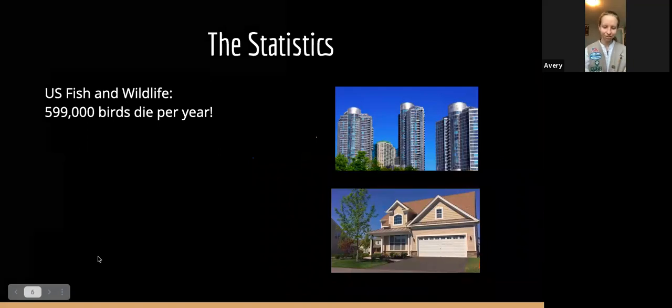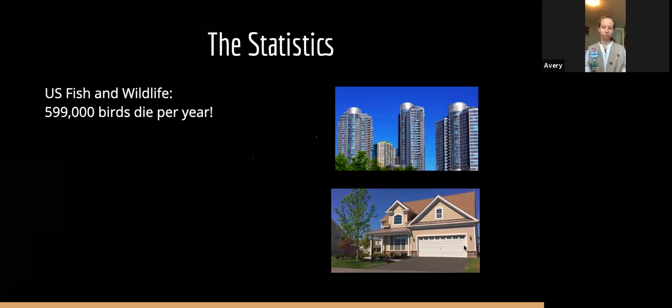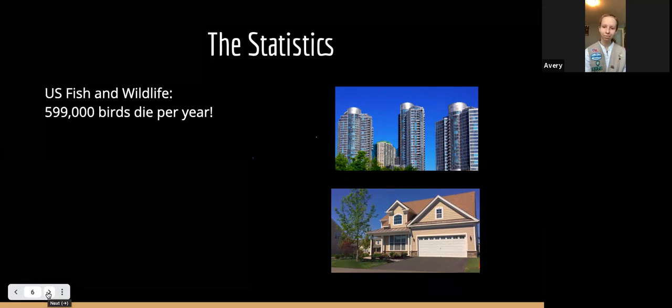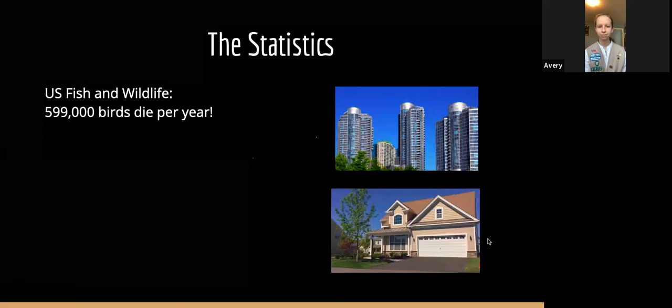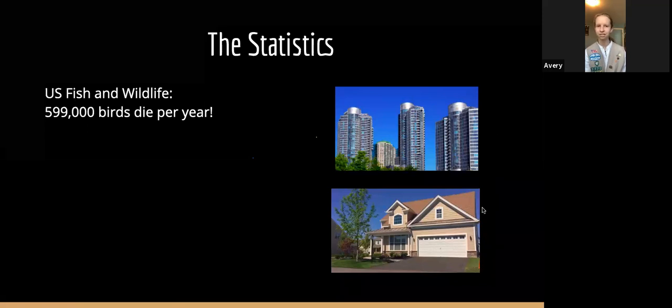All right. So now we're gonna look at some of the statistics. Looking at the U.S. Fish and Wildlife Service, they've said that roughly 599,000 birds die per year from windows. That's a really kind of scary big number. And then looking at the two pictures on the right, you can see some really great big tall buildings and then some shorter ones. And then you can go ahead and type in the chat, which one do you think causes a larger percentage of those bird deaths? Cool. Just gonna give you 1 second to do that.